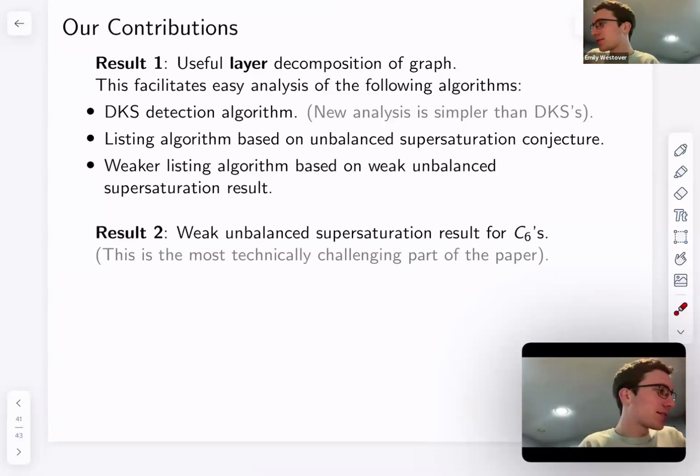So one key ingredient of that is we need to have some kind of weaker version of supersaturation to plug in there, and we prove something like that. We aren't able to fully establish this conjecture, but for C6s we do it in some specific cases. This is pretty technically challenging, and it's pretty interesting that we weren't able to just actually prove the supersaturation conjecture. So is the supersaturation conjecture even true? I don't know, but I think it could be.